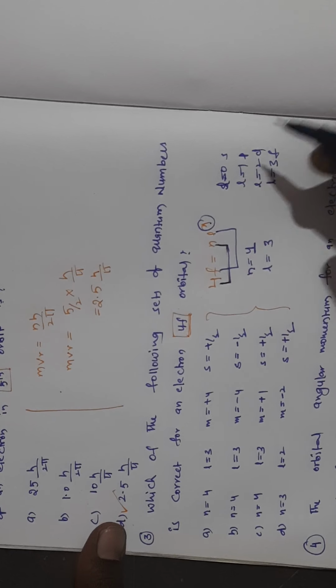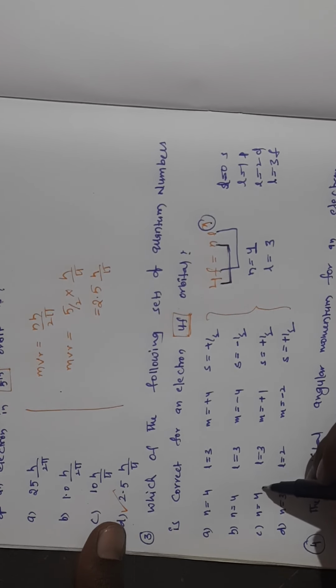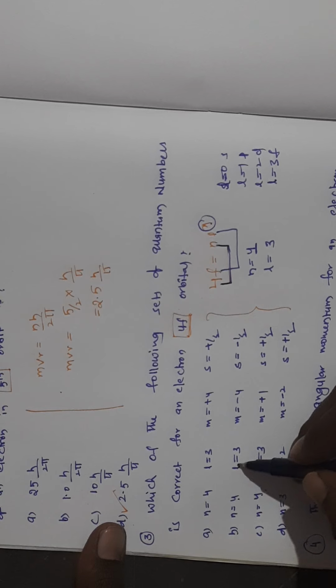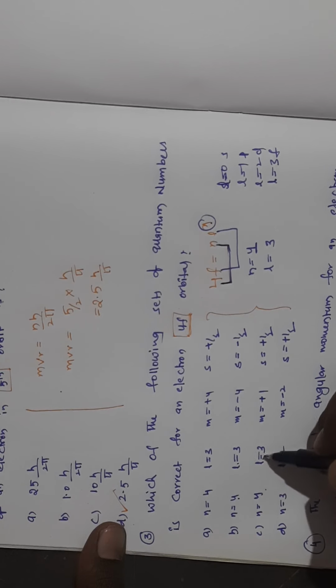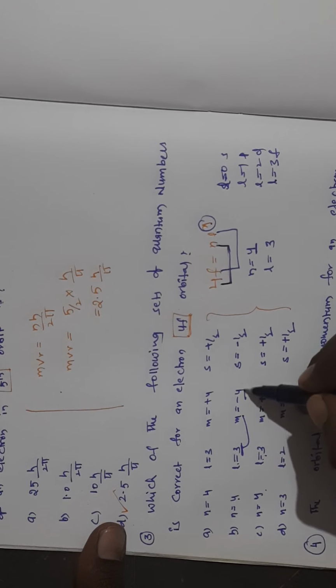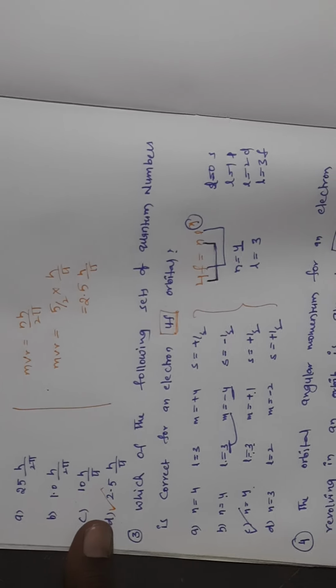The x value is not there. So check where n is equal to 4 and L is equal to 3. In three options, n is equal to 4, and L is equal to 3 in two options. But where L value is equal to 3, the m value can never be minus 4. That's why where L is equal to 3, m is equal to plus 1. This option is right.